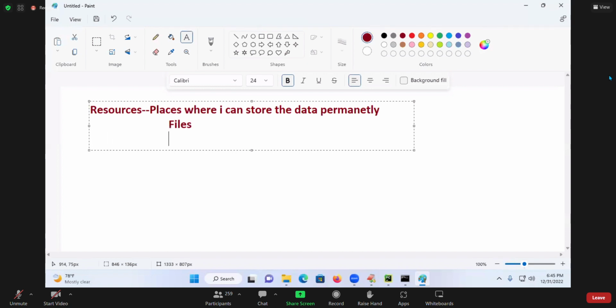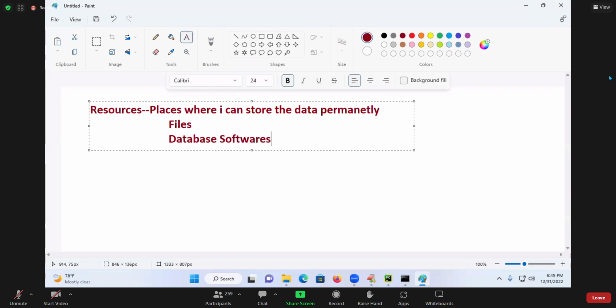Which are called what in my programming, which we are going to learn. Number one is called files. In that, I am going to tell you the varieties of files: CSV files, flat files, JSON files, so many things.